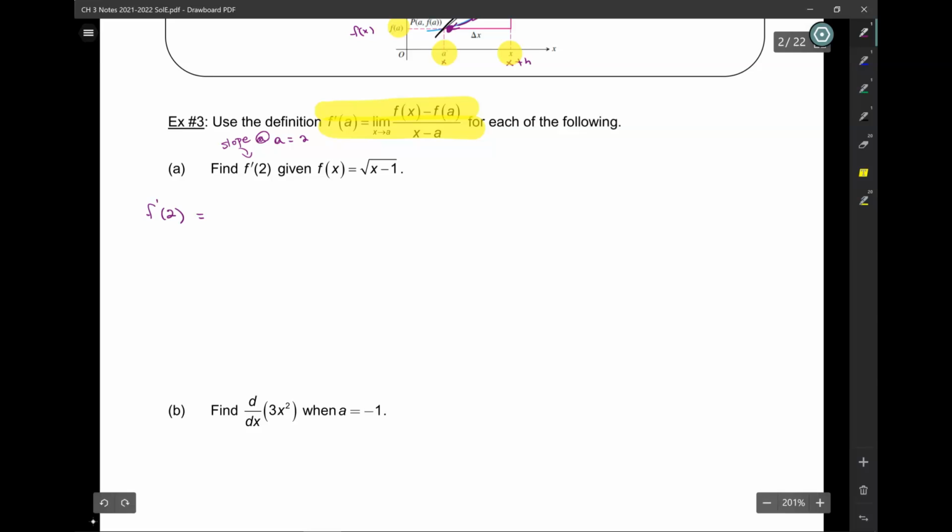Okay, so f prime of 2 is the limit as x approaches a. So what's the formula called for? F of x, which is root x minus 1, minus f of a, right? And what's f of a? It's root 2 minus 1, which is root 1, so 1. So minus 1 over x minus a, x minus 2. Okay?